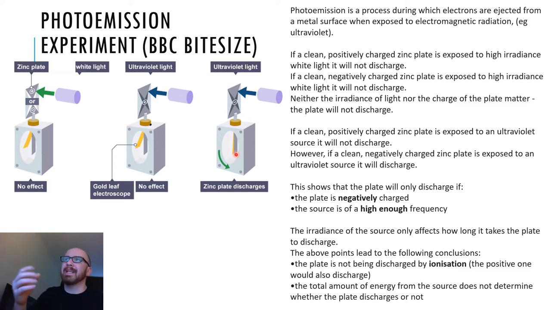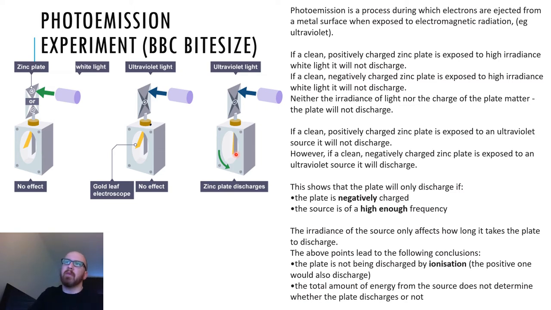And it keeps talking about a clean zinc plate because you need to clean off the extra layer on the zinc plate where it oxidizes, or if you want, it rusts. It reacts with the air and it causes a film over the zinc plate. So you clean it with a bit of wire wool and that exposes the nice clean zinc for us to use.